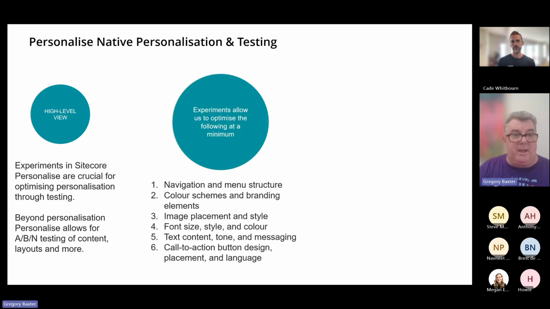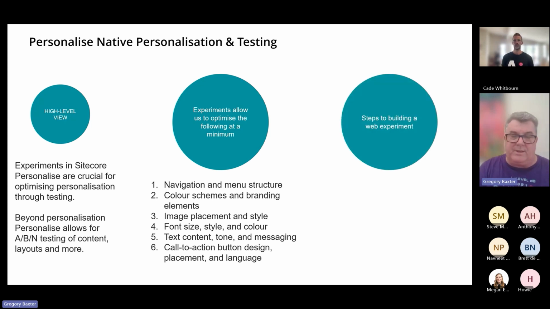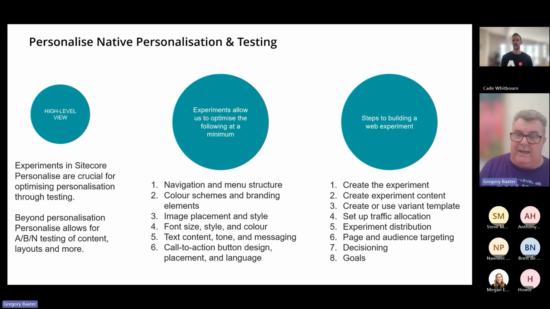So experimentation is a really big deal in all of this, because we want to prove personalization, but we want to do testing in its own right anyway. And you can test around the usual stuff: navigation, menu, color schemes, text, font size, call to action, all of that kind of stuff. And there's a really well laid out process to build experiments, and for that matter, personalization. So it's a matter of really following the user interface inside Personalize.